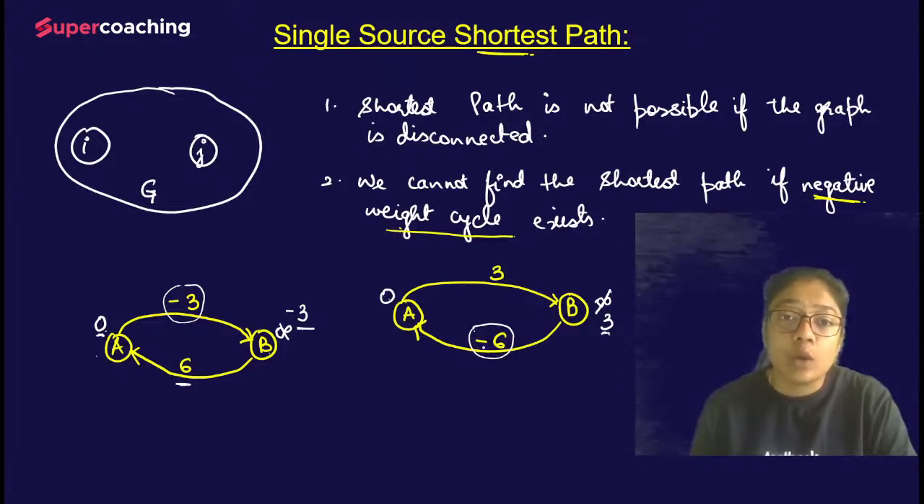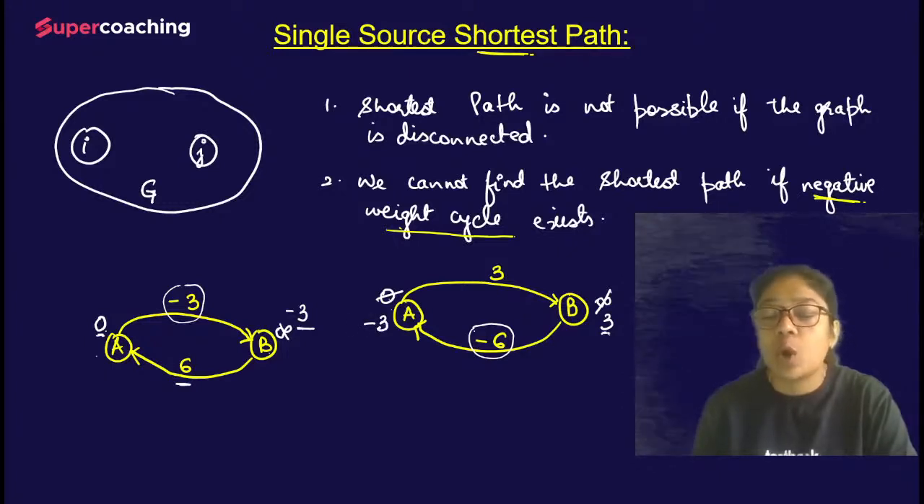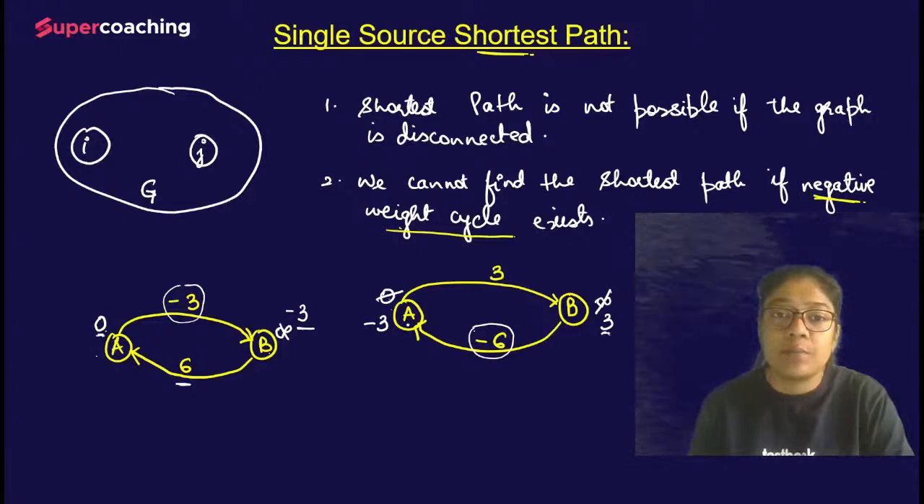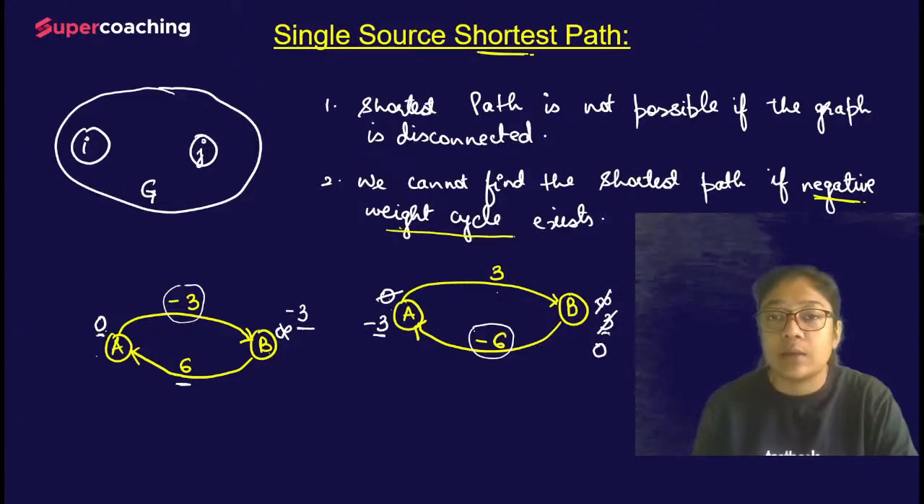Is this a smaller value than the existing one? Earlier, to reach A, 0 was there. Now it's -3. Obviously -3 is smaller. I'll update this value. Now again check when A is updated. When the distance to reach A is updated, the rest of the values will also be updated. So -3 plus 3 comes out to be 0. 0 is smaller than 3. Yes, so again this value gets updated.